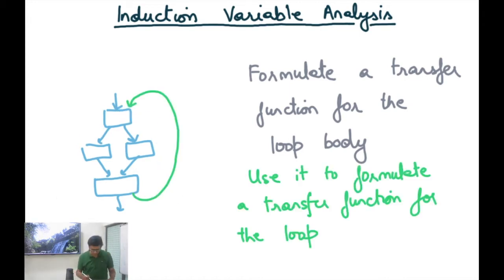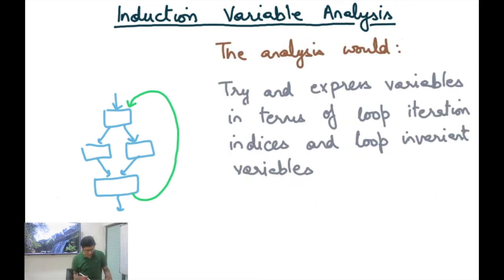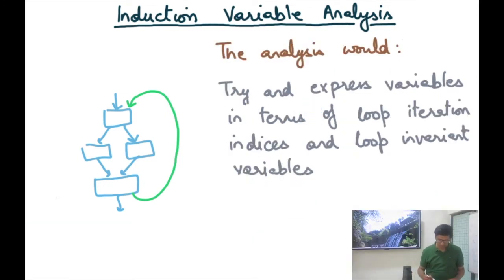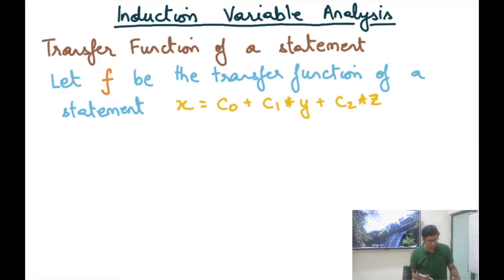And then I'm going to use it to formulate the transfer function for the loop, and the loop is just the addition of the back edge or back edges to the loop body. I'm going to have some way of saying, if the loop body's transfer function is f, then what should be the entire loop's transfer function. The analysis would try and express variables in terms of loop iteration indices and loop invariant variables, and we have already seen this before. Now, how do I do the summarization for the entire loop? That's going to be the rest of the discussion in the module.